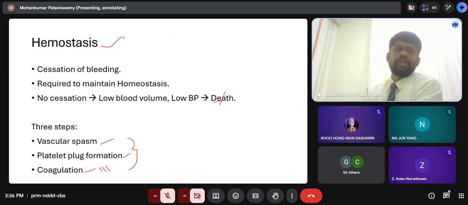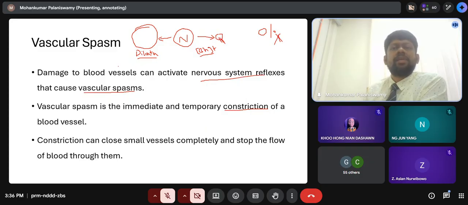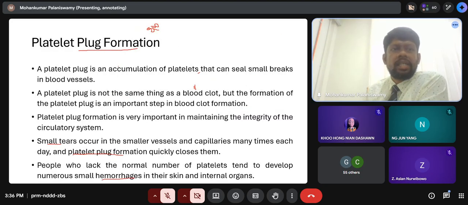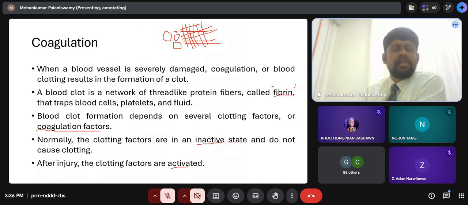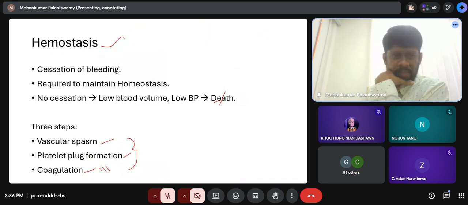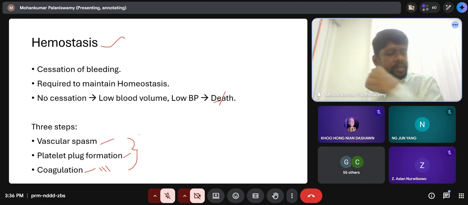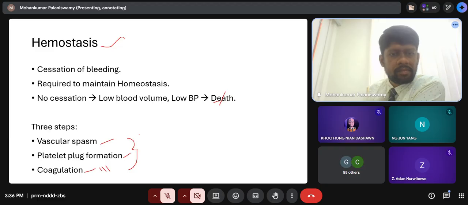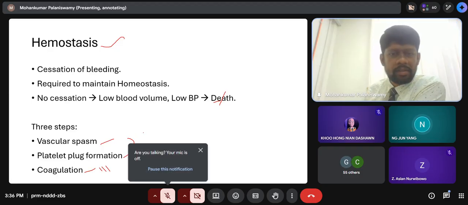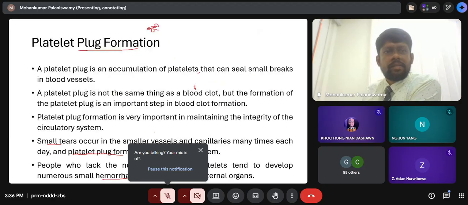This is about hemostasis. Any doubts or questions here? In these steps, vascular spasm, platelet plug formation, coagulation. Any clarifications or questions? Is it clear? Can I proceed? Clear. Okay.